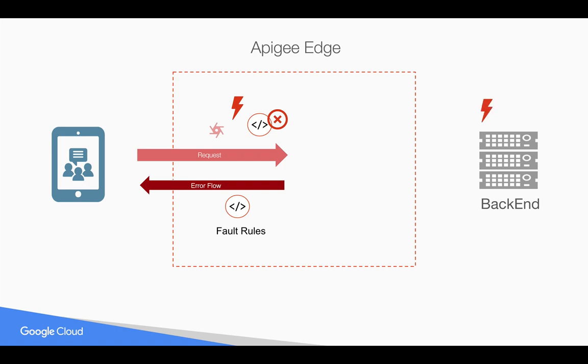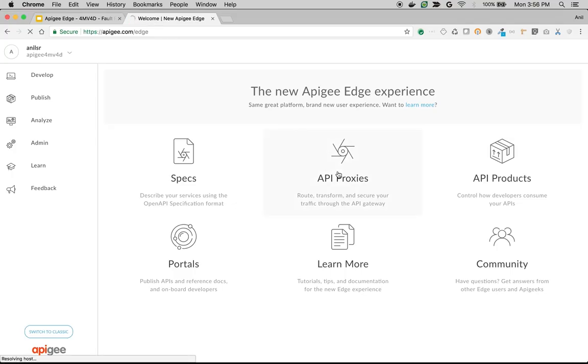Similarly, whenever a fault occurs in the backend system and the backend is throwing some error, then none of the policies in the response flow will get executed. Instead, you can handle the faults in the fault rules and attach the policies in the error flow to modify the behavior of the API. Let's create a simple API proxy to demonstrate the same.